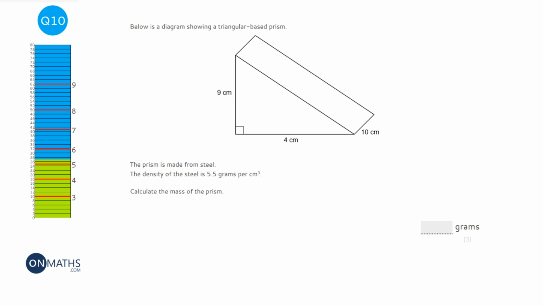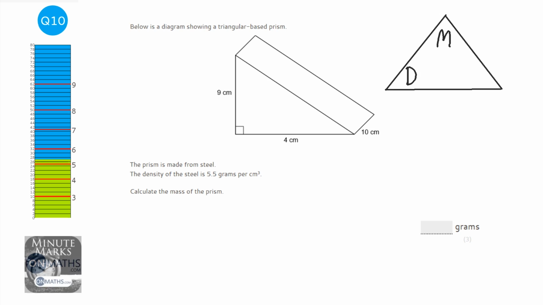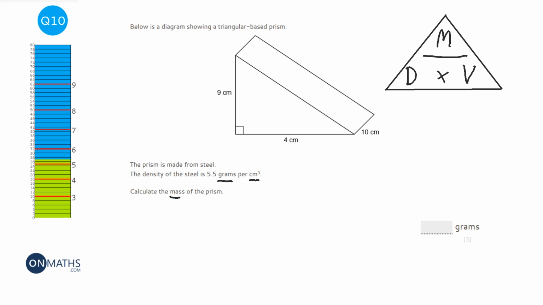The triangle we need to remember for this question is density equals mass over volume. Now you could have kind of worked it out with the question because it says grams, which is mass, per centimeters cubed, which is volume. So per means over, so it would be mass over volume. So we need to work out the mass. Well, at the moment we have the density, so we've got that, but we haven't got the volume.